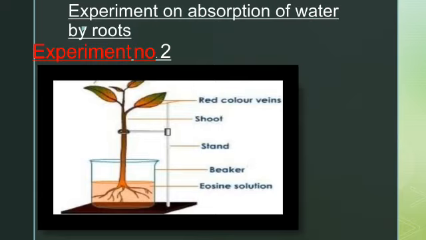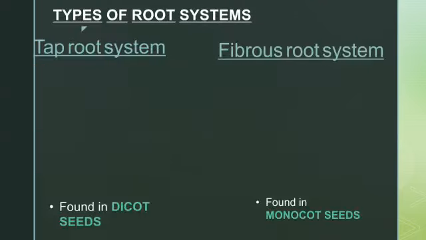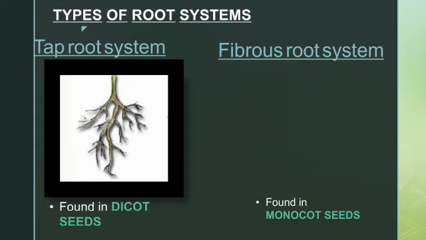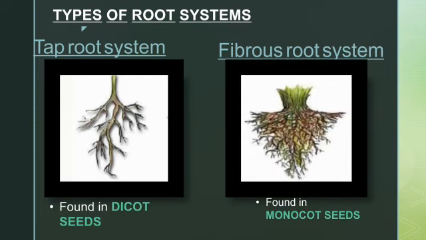Let's have a look at the different types of root systems now. Taproot system and fibrous root system. In taproot system, you can see a single long root and various smaller and shorter roots connected to it. Fibrous root system. In this, you can see a bunch of roots gathered together and all entangled amongst themselves.